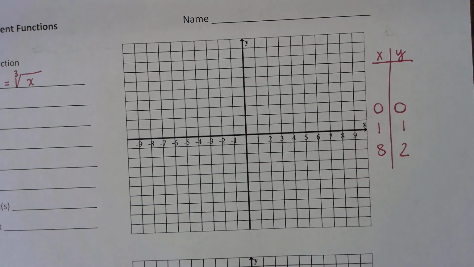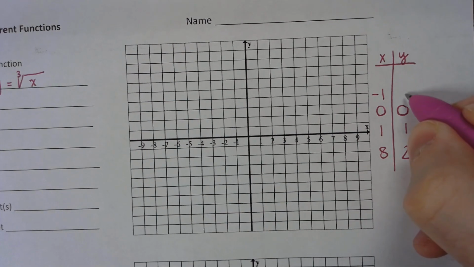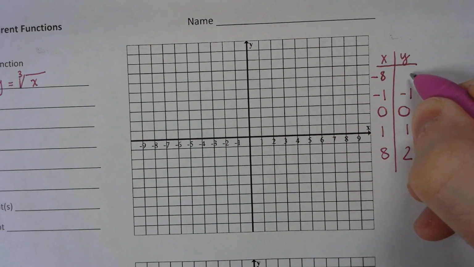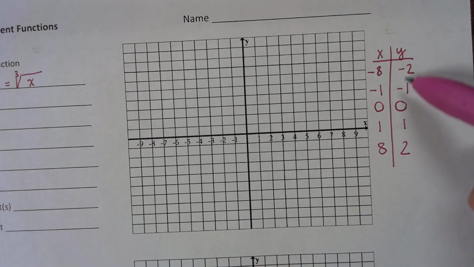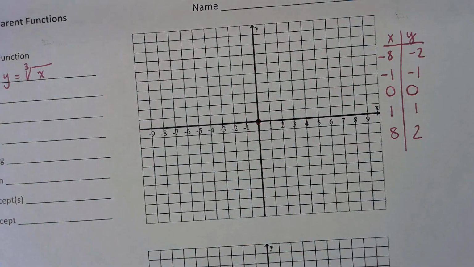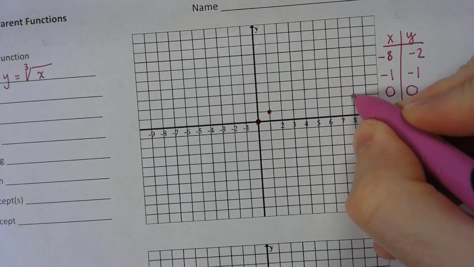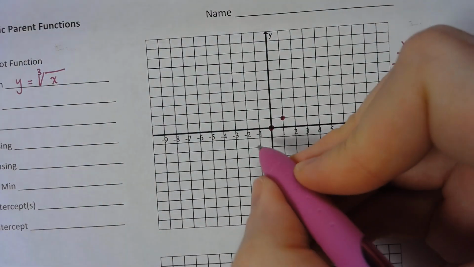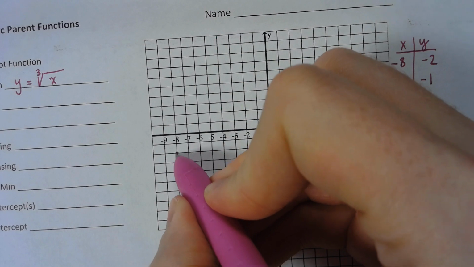Cube roots, you can actually plug in negative values as well, right? So the cube root of negative 1 is negative 1. And the cube root of negative 8 is negative 2. So this gives us a list of points that we can plot. We've got a point at 0, 0. We've got a point at 1, 1. We've got a point at 8, 2. And then we got a point at negative 1, negative 1, and a point at negative 8, negative 2.